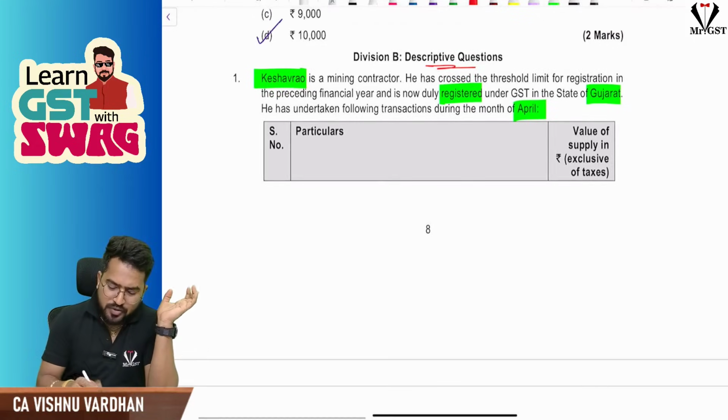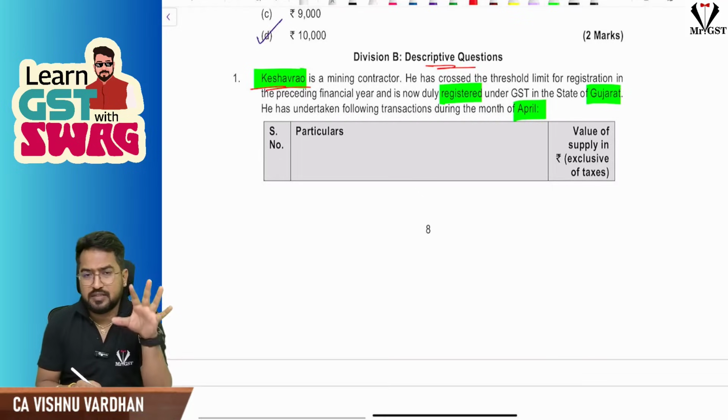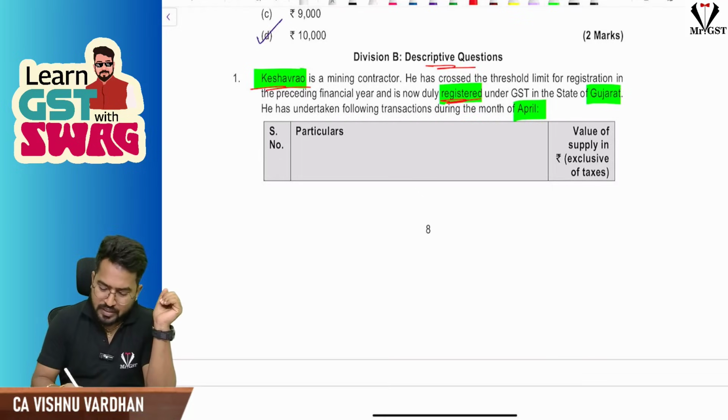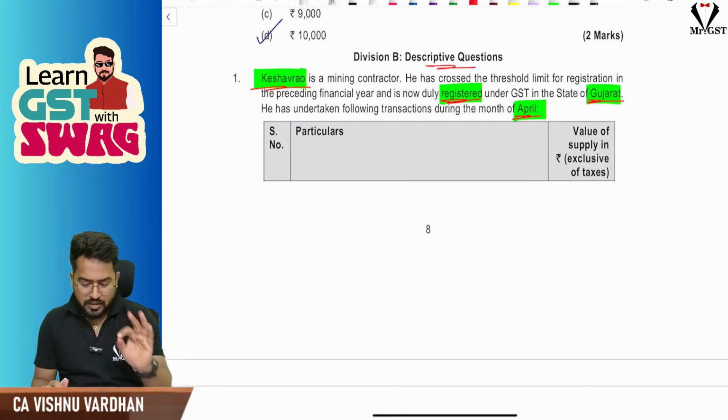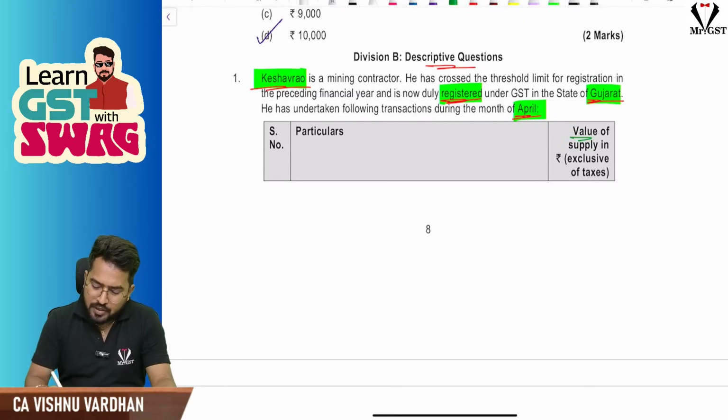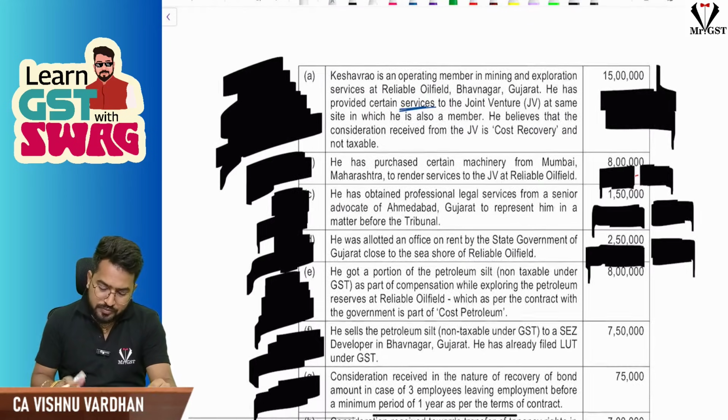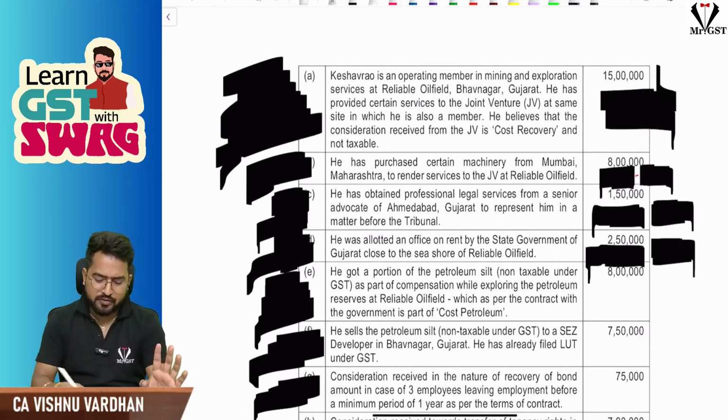Before that, we should understand who is the person. Here, Keshav, individual, registered under GST, and this data is regarding April month. Those are the key things we have to take here, and the values they have given are excluding taxes. Now here, I have already decoded the information.